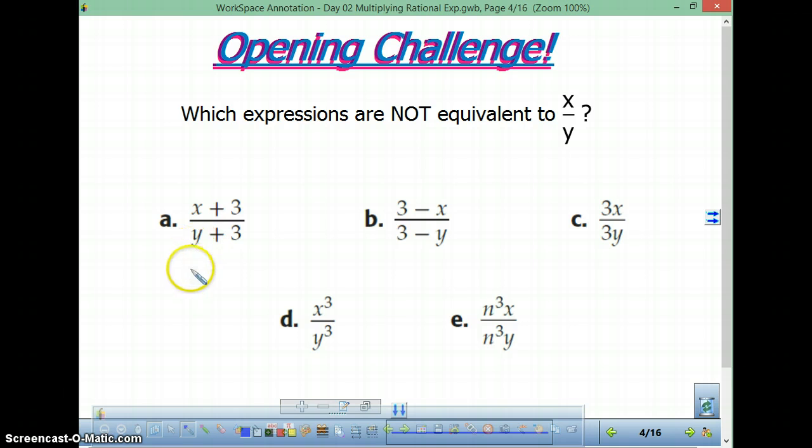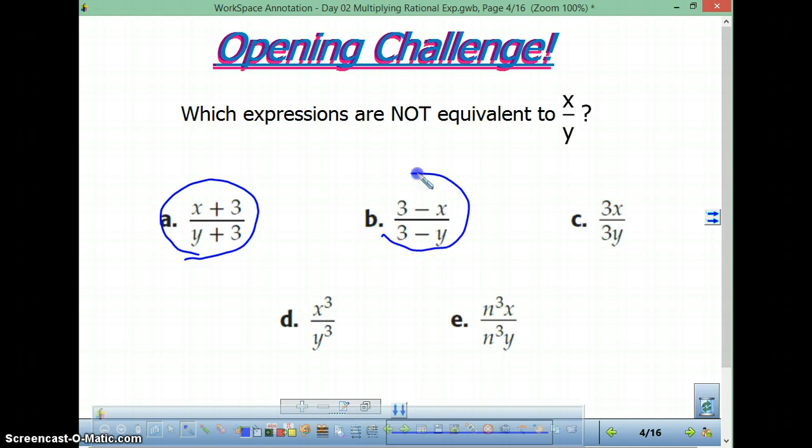This one is not equivalent because you cannot reduce a number that is added to the top and the bottom, only ones that are multiplied. Same thing here. This one is equivalent because you can reduce the 3: 3 times y and 3 times x, and 3 times y. That becomes x over y. This one is not equivalent.